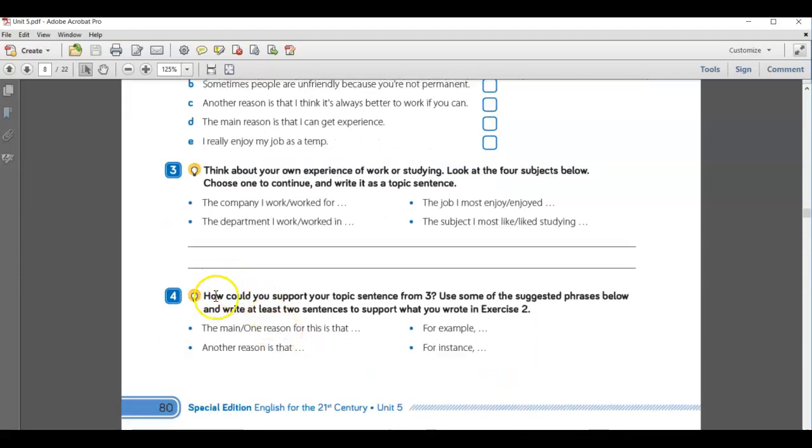Now, activity 4 is just to expand on activity 3. This is how we start support after the topic sentence. We can start support by the following expressions. We can say, the main reason for this is that, or one reason for this is that. We also can say, another reason is that, and then we mention the reason here.